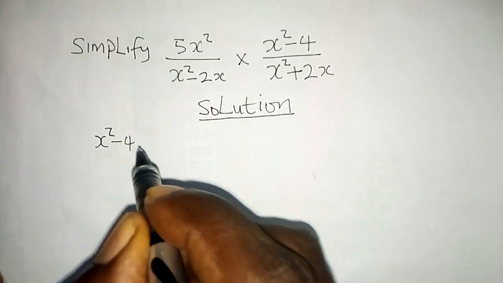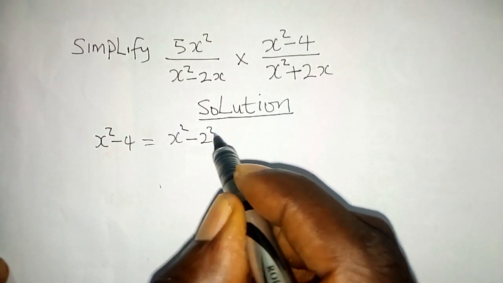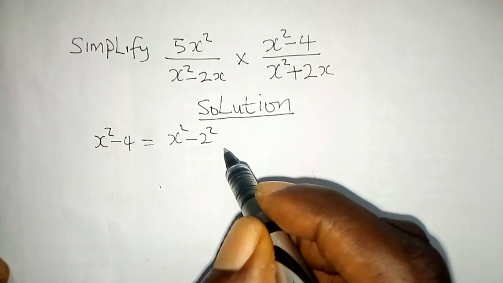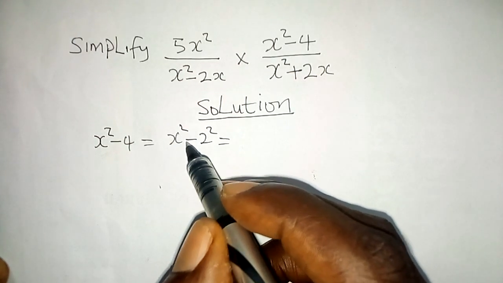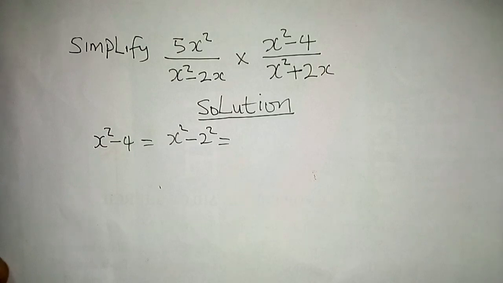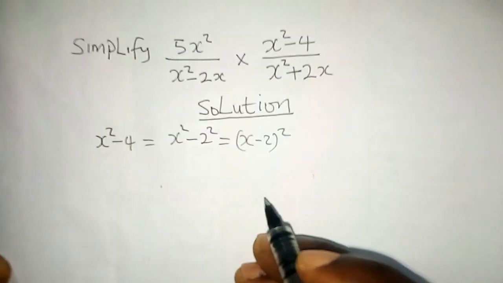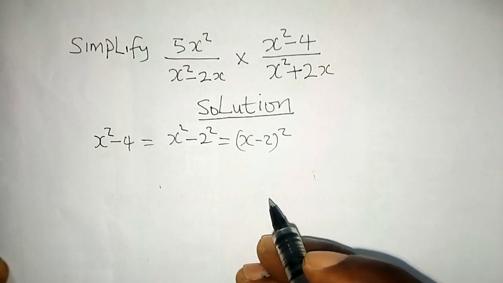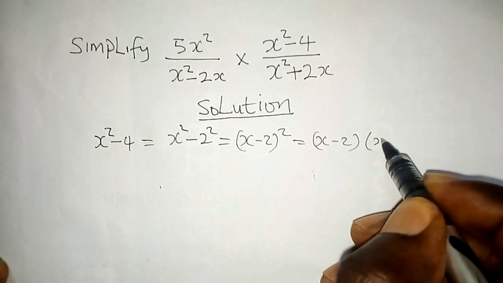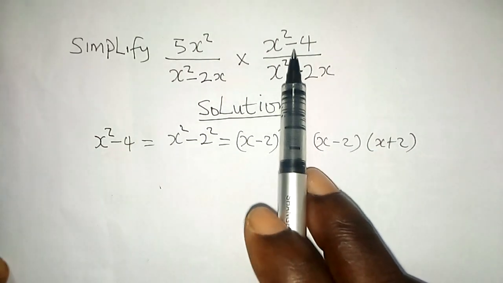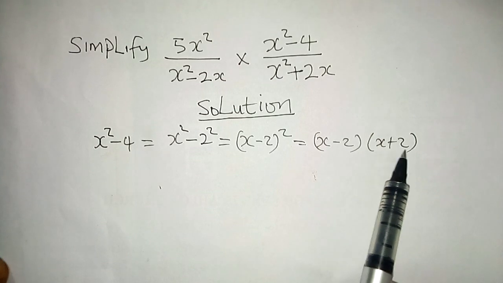x squared minus 4 is the same thing as x squared minus 2 squared, which in one of the laws of indices simply means that when the bases are having the same powers, we can simply take one of the powers. So we simply write it as in bracket x minus 2 close bracket square, which is the same thing as difference of two squares, x minus 2 in bracket x plus 2. So in place of x squared minus 4, we will now write x minus 2, x plus 2.